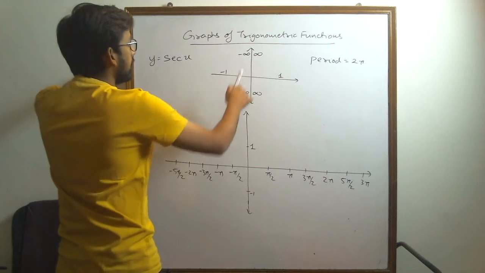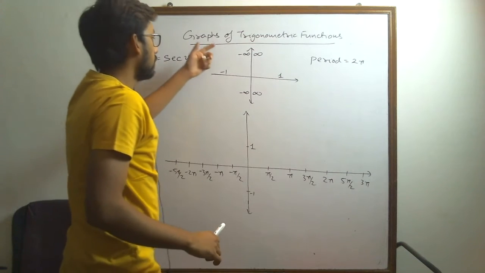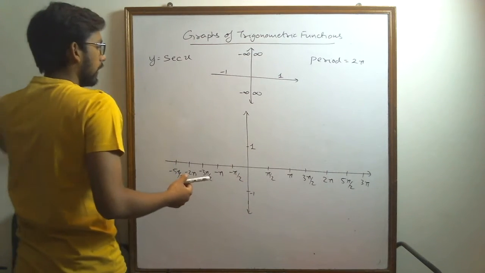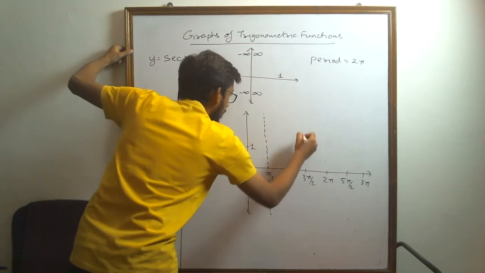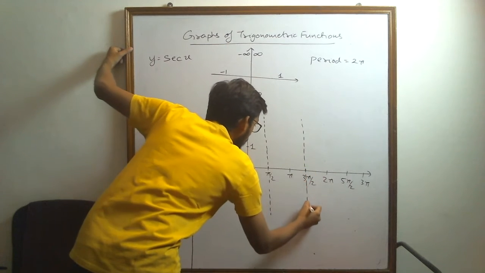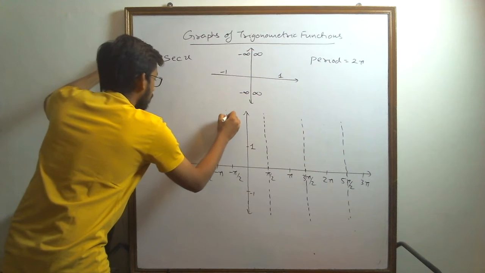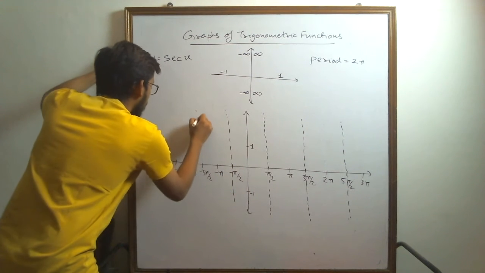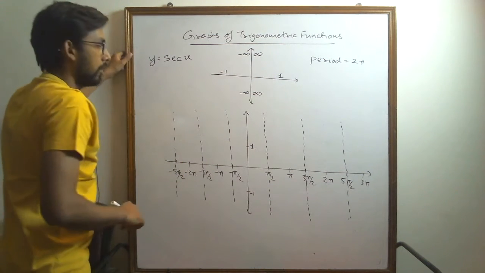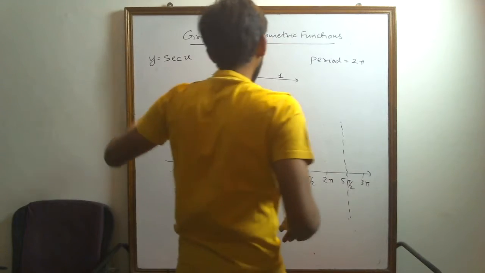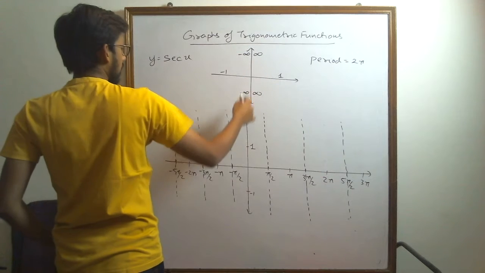Okay, first we see that the angles on the y-axis, for those angles, sec x is not defined. So those angles become the asymptotes for sec x. So 3 pi by 2, pi by 2, 5 pi by 2, minus pi by 2, minus 3 pi by 2, minus 5 pi by 2, all are asymptotes for the function y is equal to sec x. Now, using this, let's make the graph.